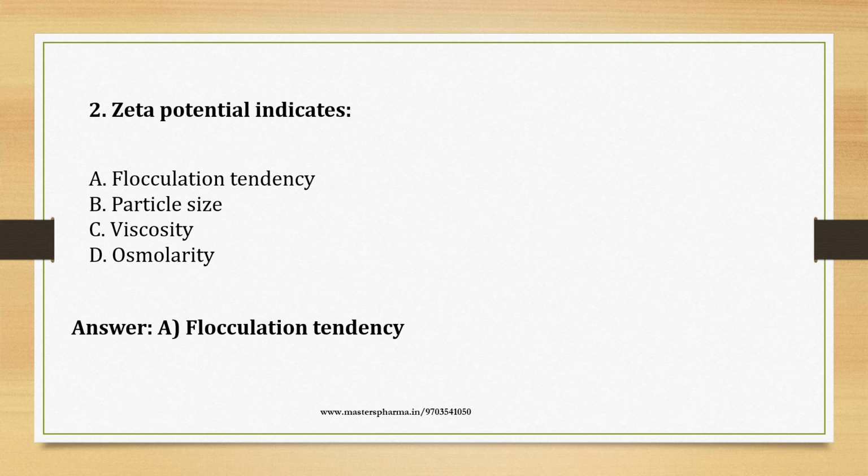Zeta potential is the electrical potential at the shear plane of a dispersed particle in a colloidal system. It reflects the surface charge, and therefore the stability of a suspension or emulsion. Why does zeta potential indicate flocculation tendency? Particles in a suspension repel each other due to surface charges. Higher zeta potential equals stronger repulsion, a more stable system and less flocculation, whereas lower zeta potential equals weak repulsion, particles come close and flocculation occurs.